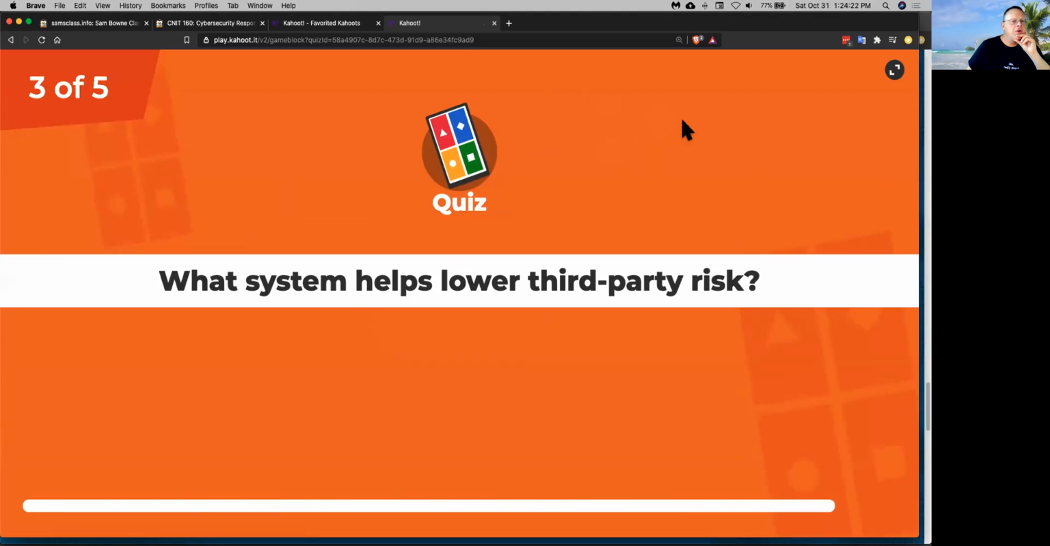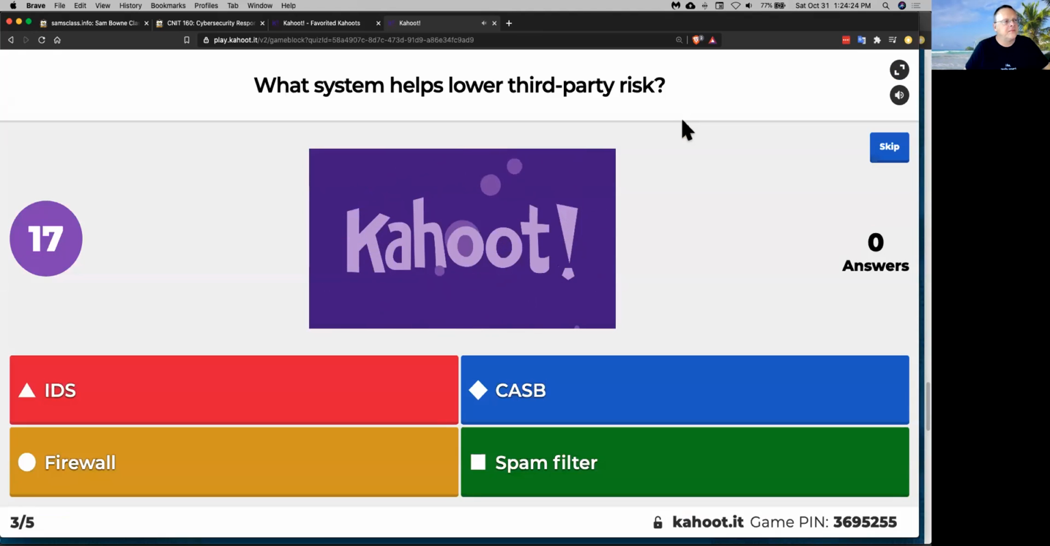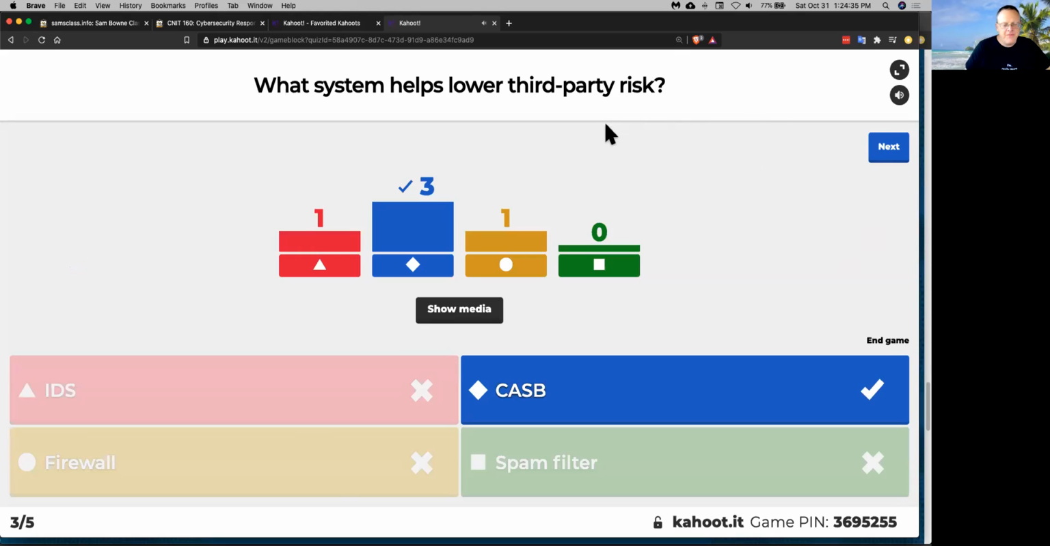What will lower your third-party risk? That's it. These other products just protect your network. The cloud access security broker is there to protect you from risks associated with your cloud services.